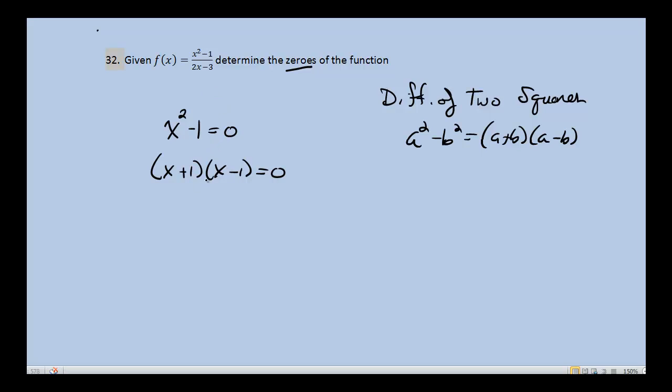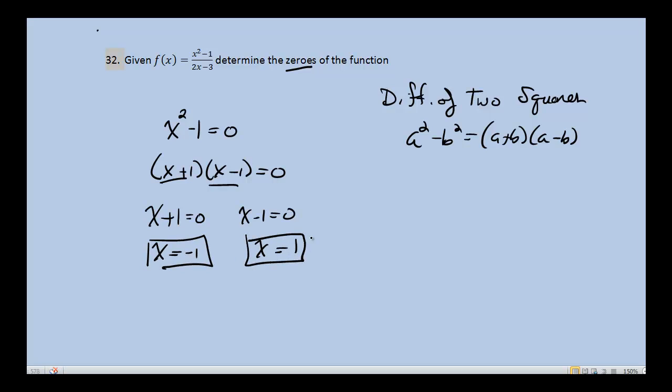So from this point, we can now set x plus 1 equal to 0, and we can set x minus 1 equal to 0. So we get a 0 at x equals negative 1, and then we get a 0 at x equals positive 1. So in this circumstance, we are going to have a crossing or a touching here, and a crossing or touching here at 1 and negative 1.